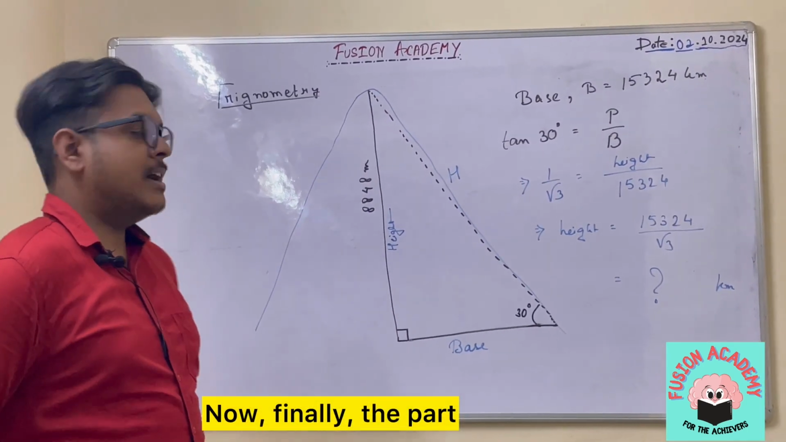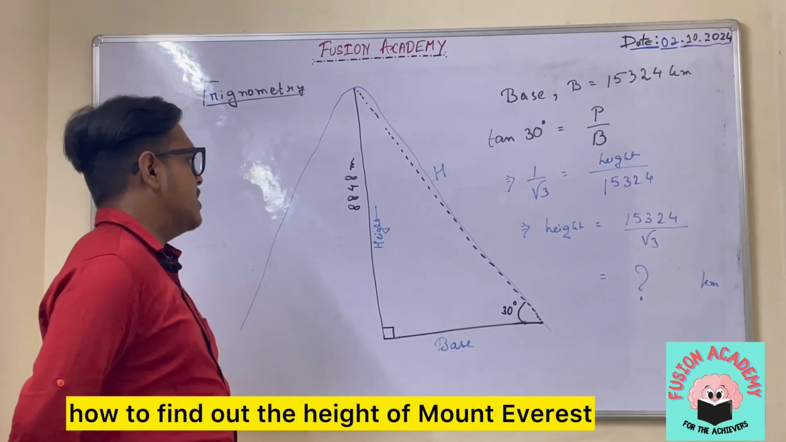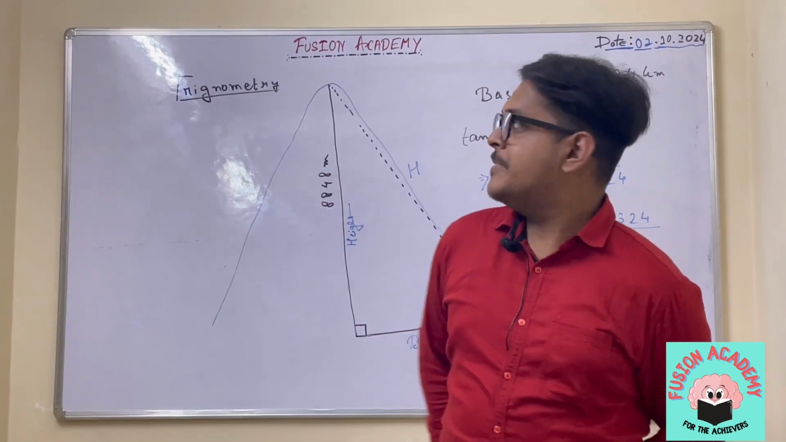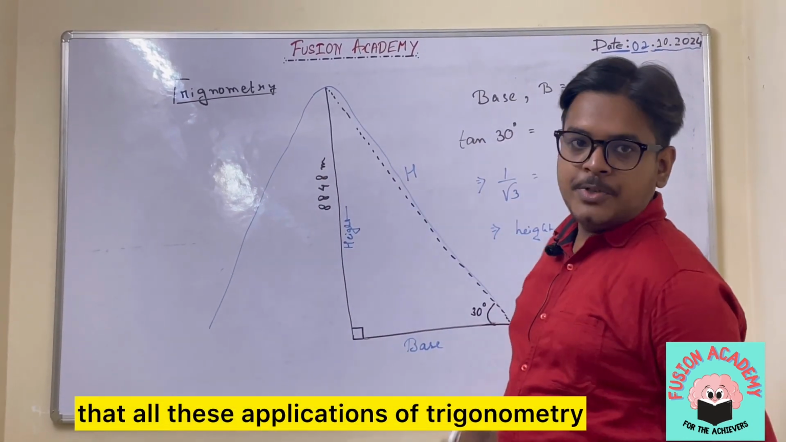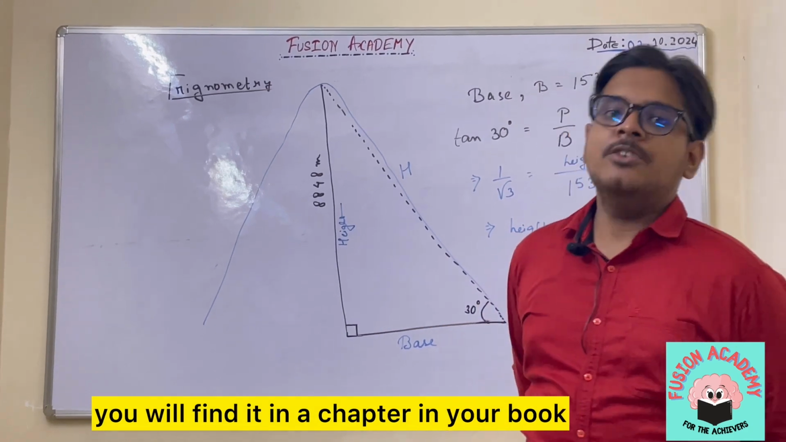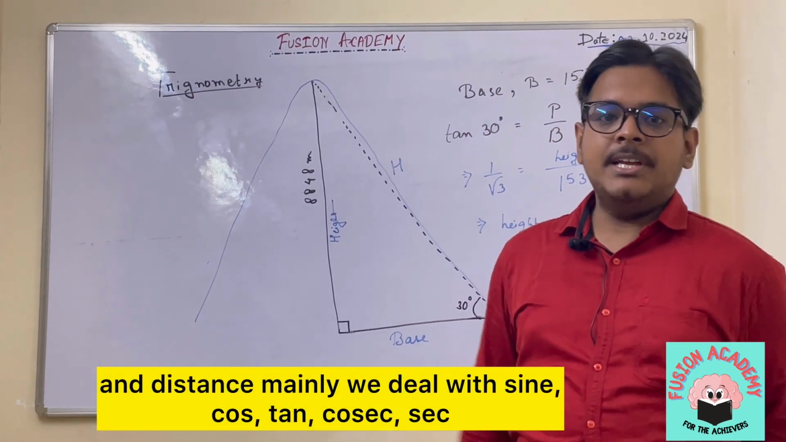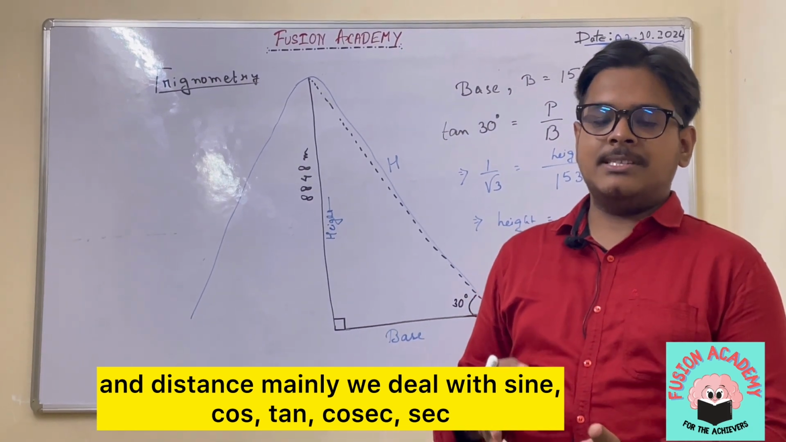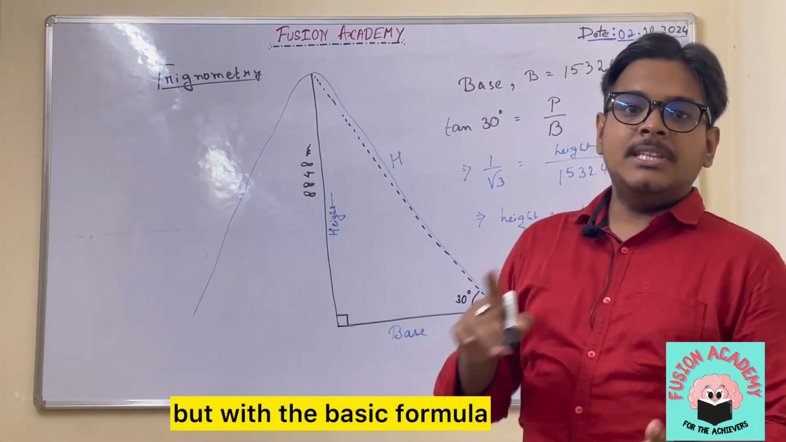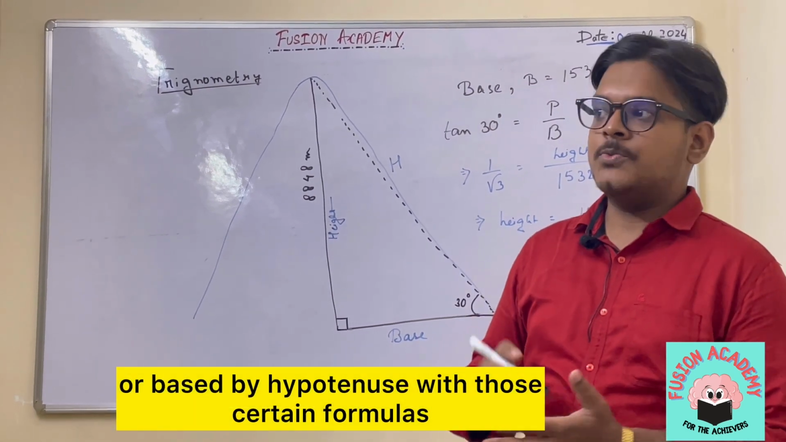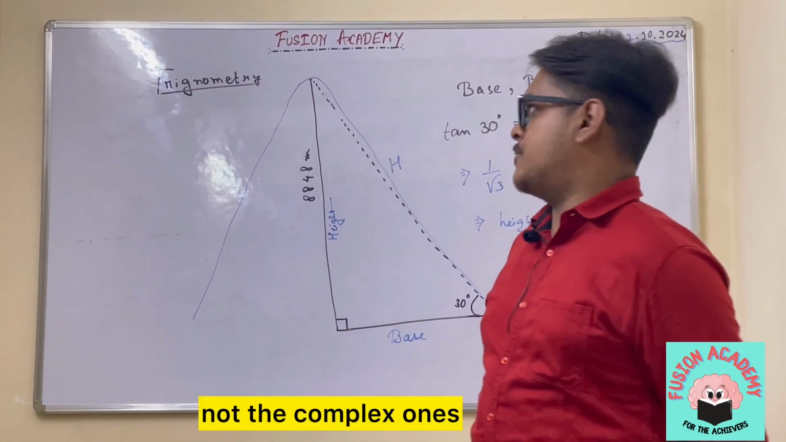Now finally the part that you have all been waiting for, how to find out the height of Mount Everest. Before we get to this part, let me tell you that all these applications of trigonometry, you will find in a chapter in your book called heights and distance. In heights and distance, mainly we deal with sine, cos, tan, cosec, sec, cot, but with the basic formulas, that is perpendicular by hypotenuse or base by hypotenuse, with those certain formulas, not the complex ones.